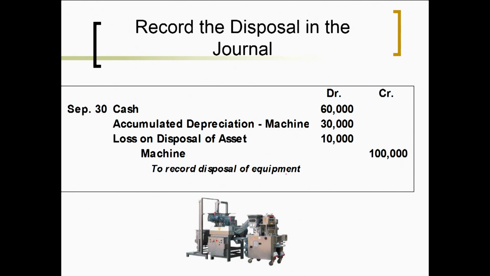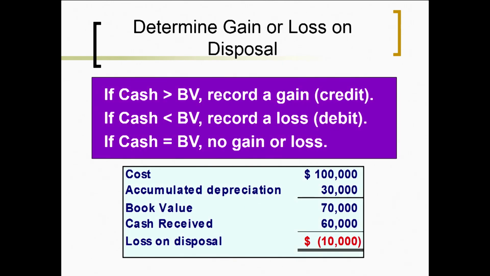Okay? Now, they have this way of figuring out gains or losses by comparing the book value to the cash received. If cash is greater than the book value, you record a gain. If cash is less than the book value, you record a loss. If cash equals the book value, there's no gain.